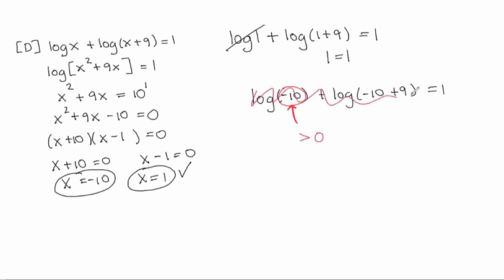So that means that negative 10 is called an extraneous solution. Extraneous. Well, an extraneous solution is no solution at all. We reached outside our domain for the solutions for this. So the only true real solution to this problem is x equals 1.